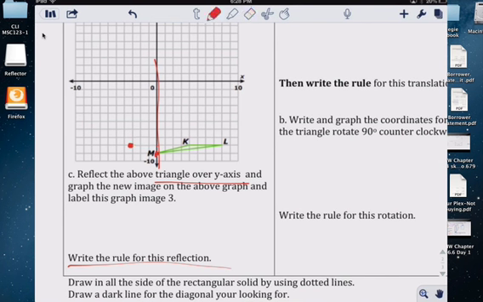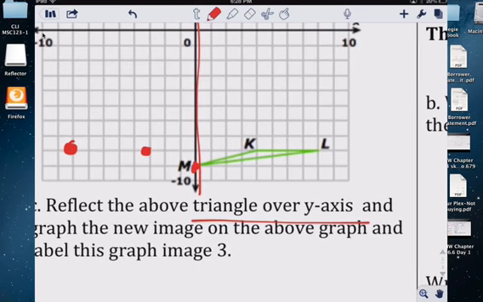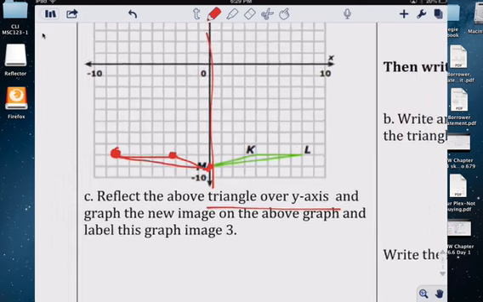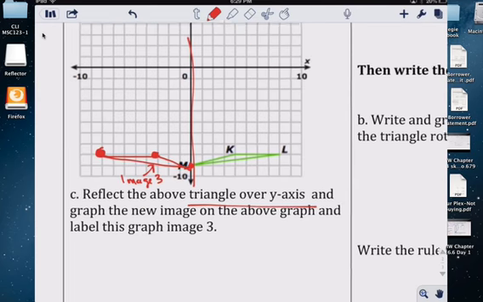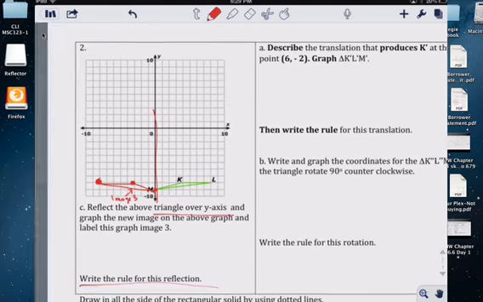Okay, now L is 3, 4, 5, 6, 7, 8. So 3, 4, 5, 6, 7, 8 right there. That's L. And okay, you connect them to make this tiny weird looking triangle. And you label that image 3. It looks exactly like it if I had a straight edge.